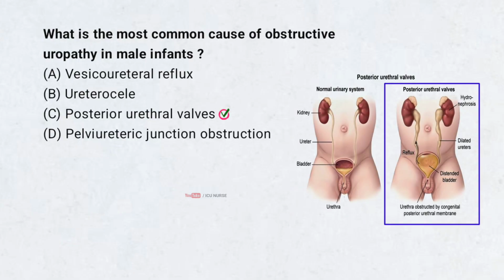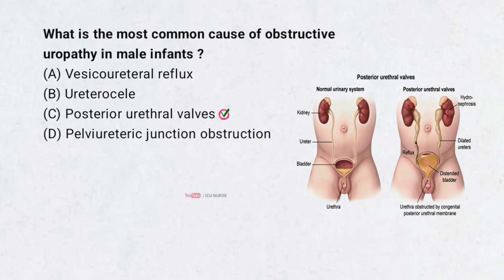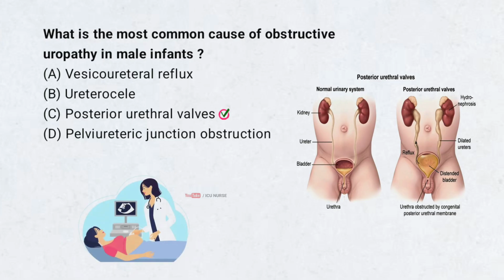Posterior urethral valves are the most common cause of obstructive uropathy in male infants. They are extra flaps of tissue in the urethra that block urine flow. This can lead to a swollen bladder and kidney damage. It is usually diagnosed with prenatal or postnatal ultrasound. Early surgery improves outcomes.